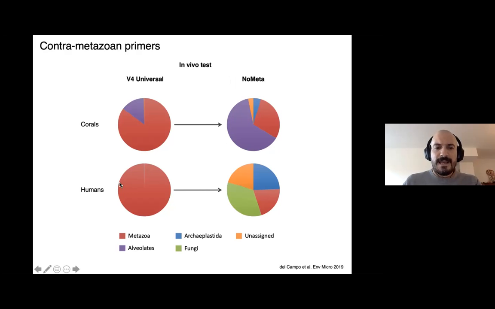For example, for corals, 80% of the signal came from the host. And when using these non-metazoan primers, only 25% of the signal came from the host. In the case of humans, 99.9% of the signal came from the host. When using these primers, only 20% of the signal came from the host. So this set of primers will allow us to explore the eukaryotes in different animals.